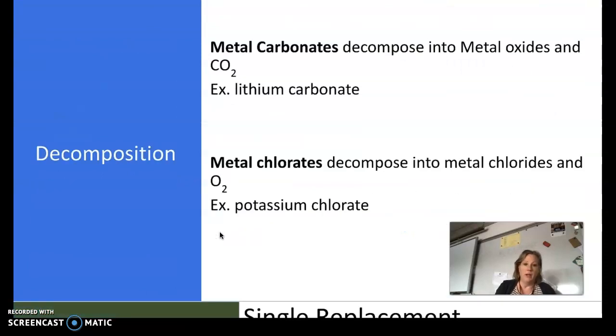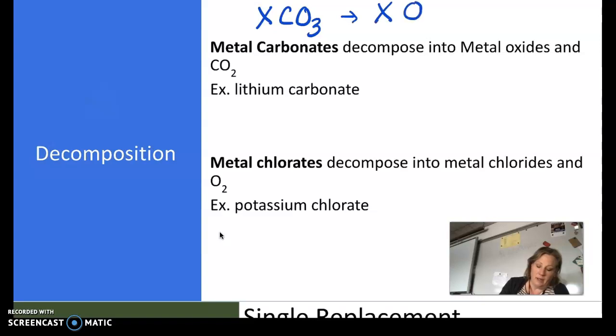Here are some other more complicated decompositions. The one that I just did is just a binary compound with 2 elements. It's just going to break into those 2 elements. But when you have more than 2 elements, there's a lot of these, but we're only going to focus on 2 of them. So a metal carbonate would be just some metal X with that polyatomic ion carbonate. It's going to break down into a metal oxide and carbon dioxide. And you have to be able to figure out what your possible subscripts are.